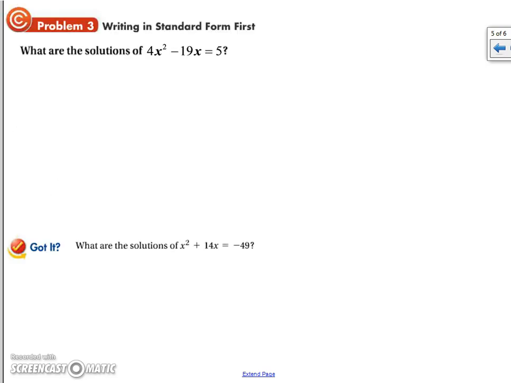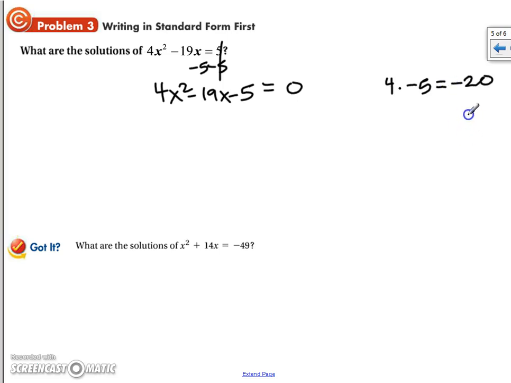Okay, we're going to solve this the same way, but if you notice, it is not written in standard form yet, so we have to write it in standard form first. So we are going to subtract 5 from both sides. So we're left with 4x squared minus 19x minus 5. And since we subtracted 5 from the right side, we are now left with 0. Just like the problems before, that's what we wanted. So now we have to factor our new equation. And again, a is not 1, so we're going to multiply a times c. So 4 times -5 is -20. The factors of -20 that add to -19 are going to be -20 and +1.